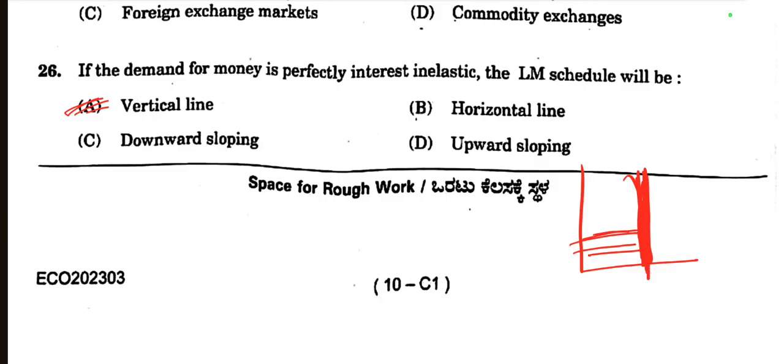So as a result, the LM curve, which represents combinations of interest rate and income level where money demand equals money supply, becomes vertical in the income-interest rate space, reflecting that only changes in income can alter the money market equilibrium. So the LM schedule will be a vertical line. Option A is the right choice.